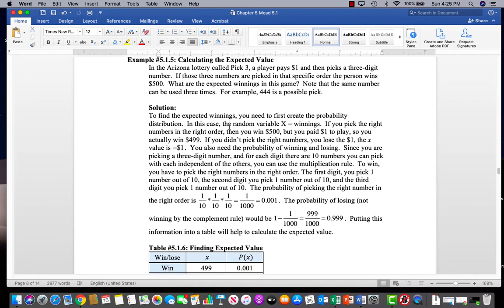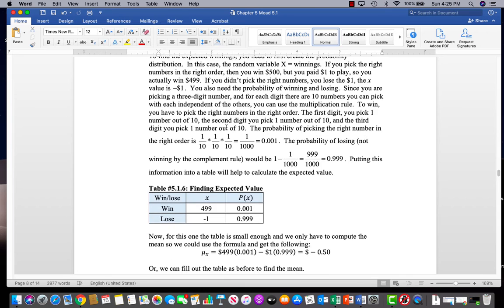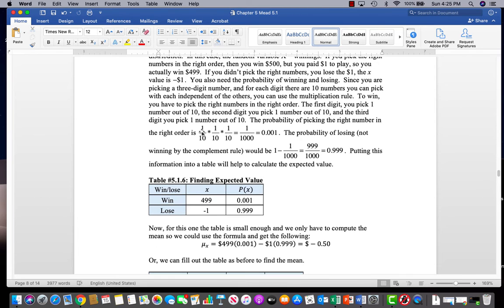So if we want to find the expected value for this game, the probability that you pick the 3 numbers correctly, they can be repeated, so it's 1/10 times 1/10 times 1/10 using the multiplication rule, which is 1 in 1,000 or 0.001.